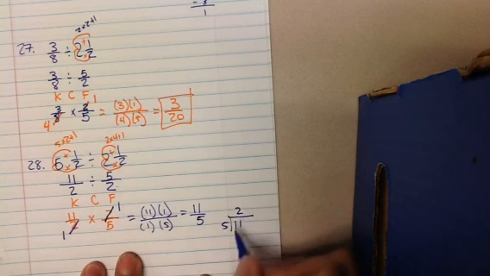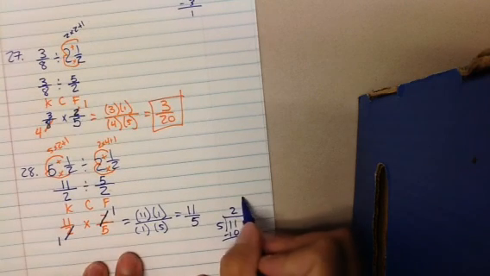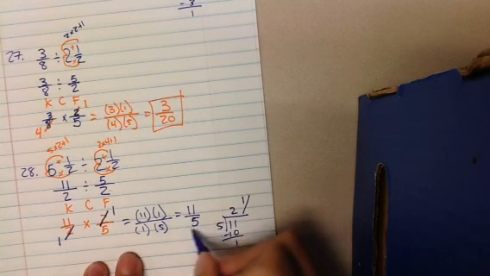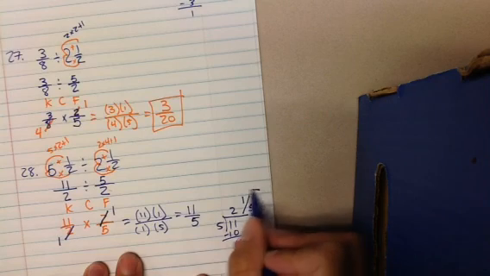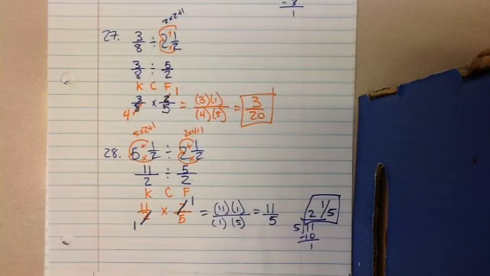5 goes into 11 2 times, and that's 10. 1 is our remainder. We put a 1 as a numerator, and we never change that denominator. It's always going to stay the same. And our answer is 2 1/5. And we are done. Let's move it over. You can see the whole problem all together there.